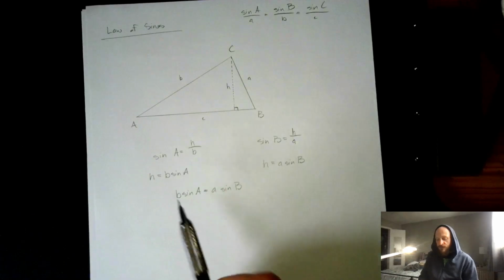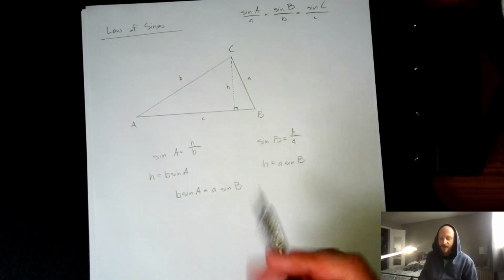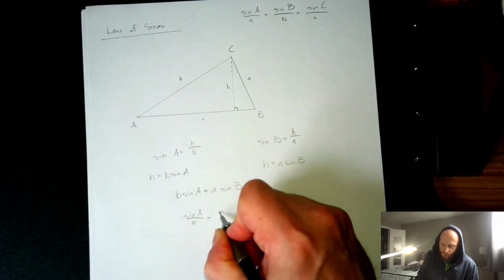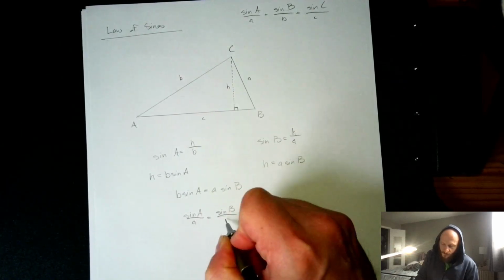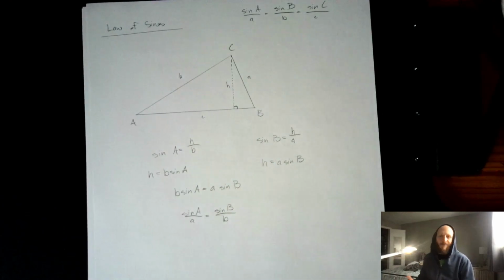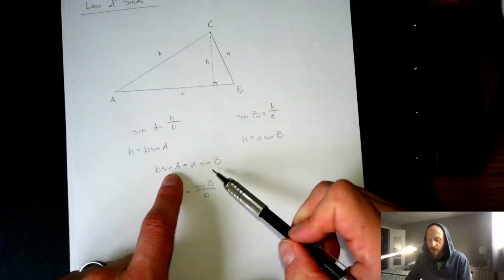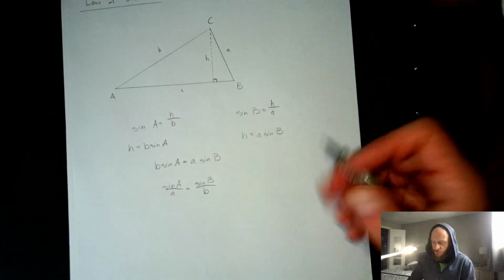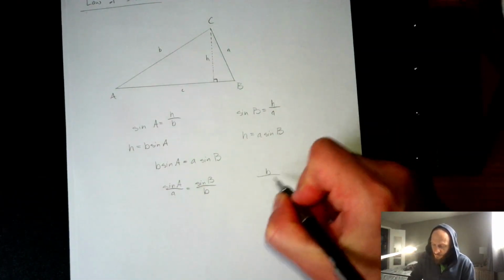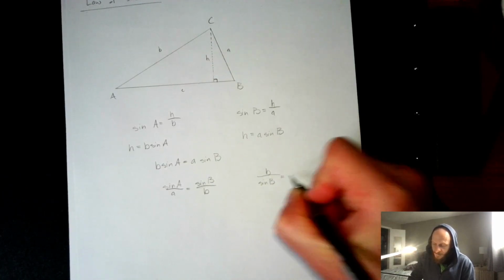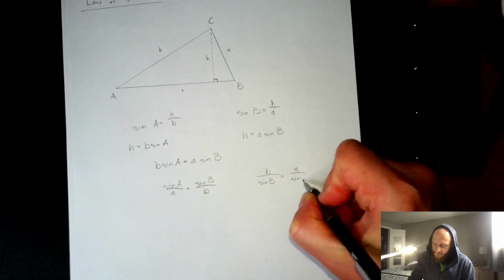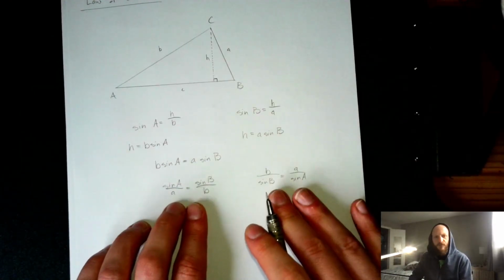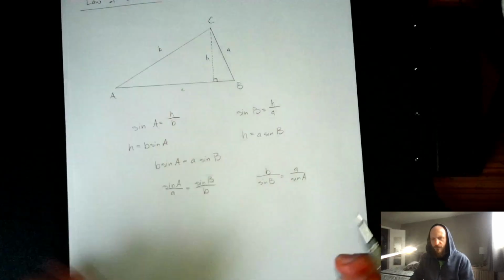From here, what I'll do is divide through by b, divide through by a, and we get sine of A over a equals sine of B over b. Or, alternatively, we could have also divided through by sine of A and sine of B to arrive at b over sine of B equals a over sine of A. They're both true; they both follow.